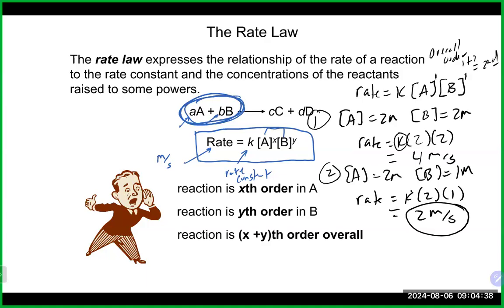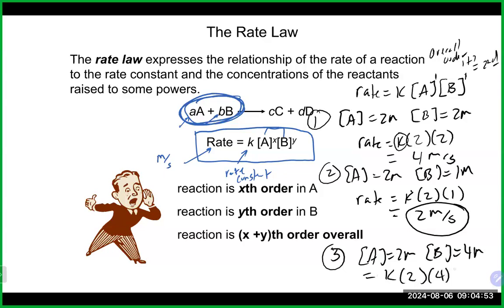If I wanted to speed it up, maybe I would keep the concentration of A at 2 molar. Maybe I bump up B to 4 molar. Now when I put it in here, I have k times 2 times 4, which gives me 8 molar per second.